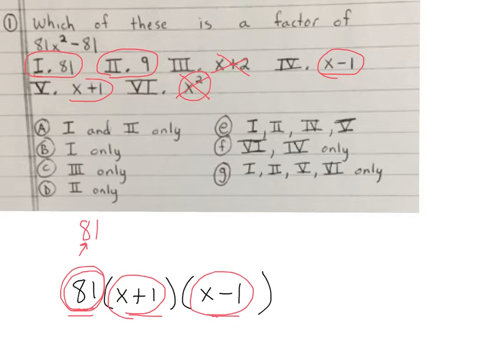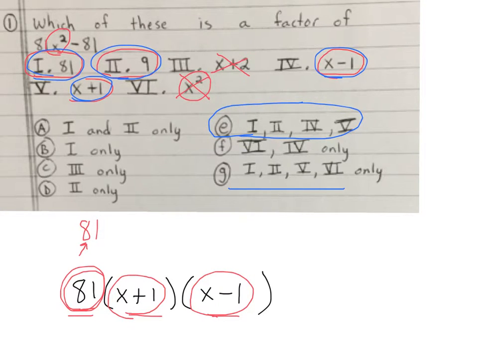What about x squared? No. Now, I have an x squared right here, but I can't factor the x squared out, so it's not a factor of it. It's only a factor if it can be factored out. And so the ones that were 1, 2, 4, and 5, which is, it's not G, it's E. That's why the answer was E on that one.